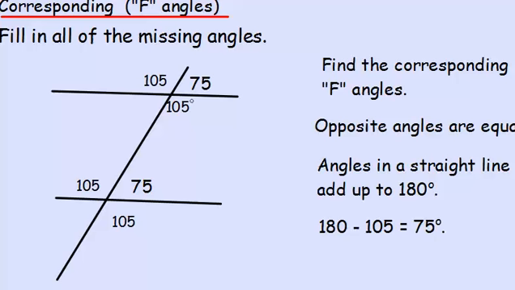Okay, so we've got two angles left, and again we can use opposite angles to find the ones that are left. 75 degrees here is opposite 75 there, and finally we've got another 75 degrees at the top, and we've found all the missing angles.